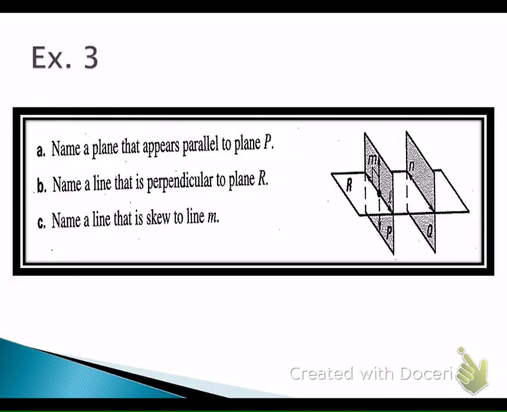So here is example 3. Once again, I think it would be most beneficial just to watch. I think by the time you draw the diagram, it's not going to make much sense anyway. Part A says, name a plane that appears parallel to plane P. That's a tongue twister. So I'm going to highlight plane P so we all know what we're talking about. Plane P is this one right here. So the one that's parallel to that one is which one? Plane Q. Good.